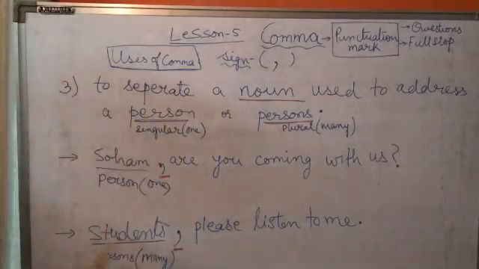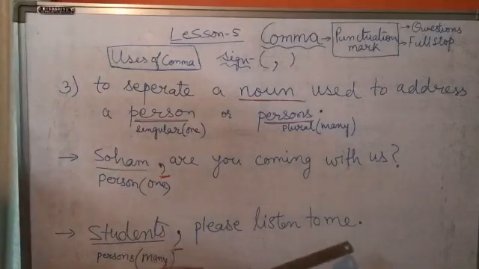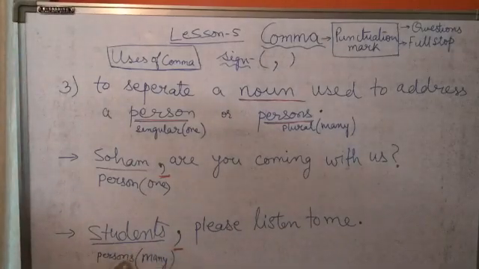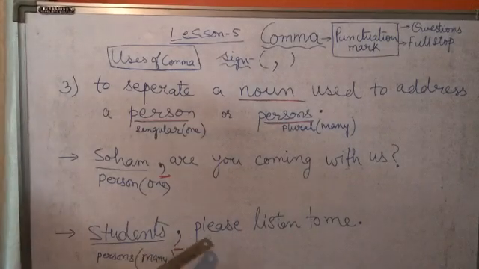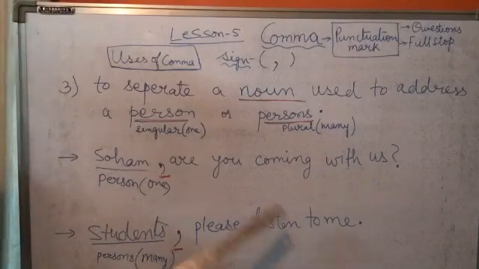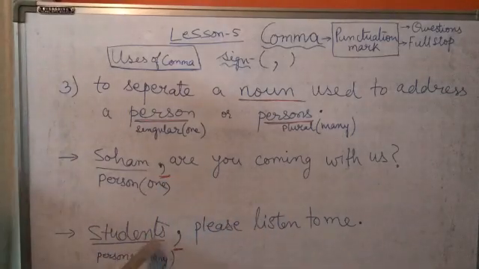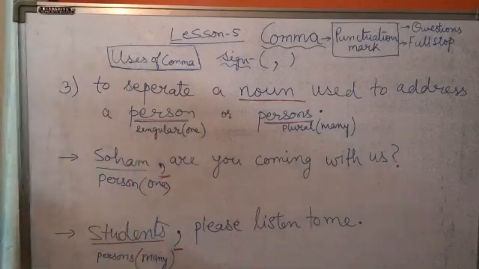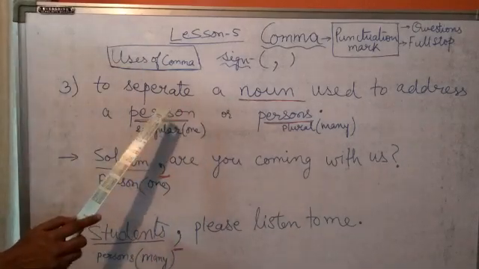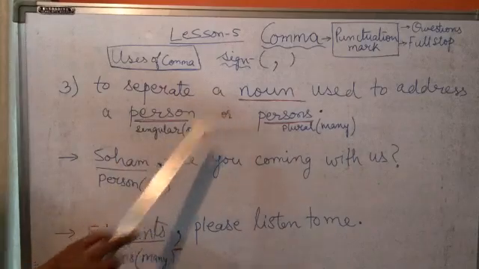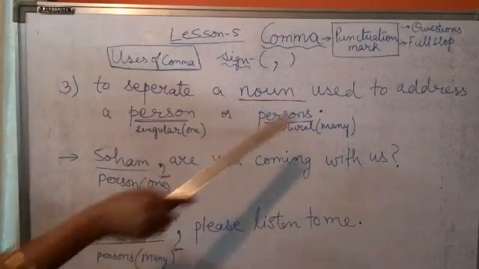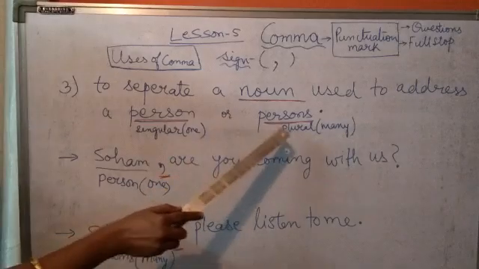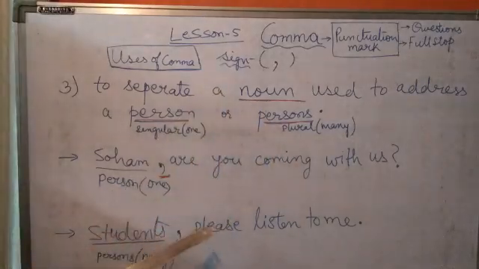Now, next point is, students, please listen to me. Now, here, students is persons. Here, it is many, that is plural. Now, please listen to me is a sentence which is addressing students. So, I have put comma between students and please to follow the rules. Now students, these two are nouns used to address a person or persons.